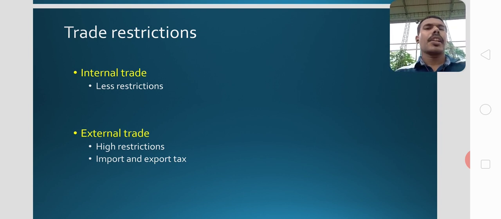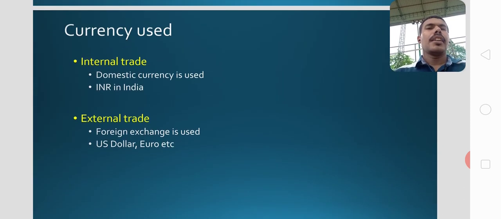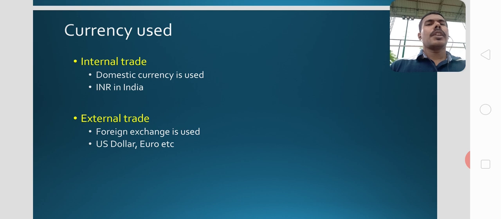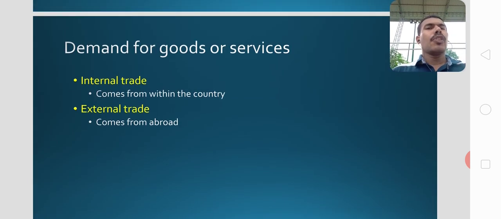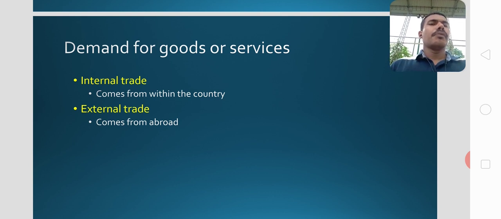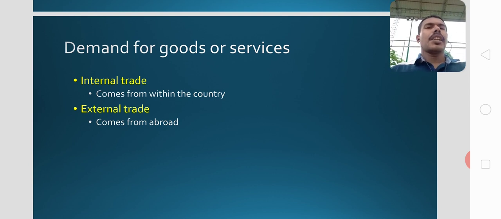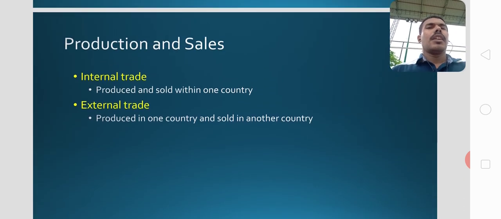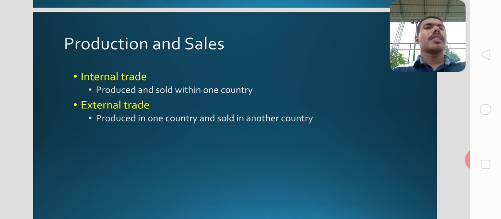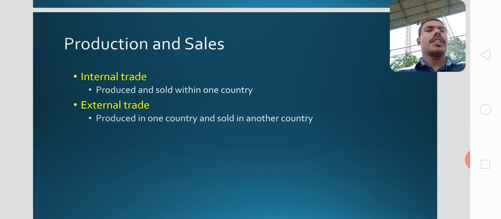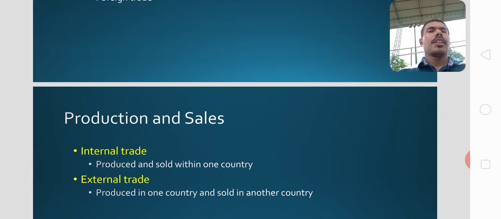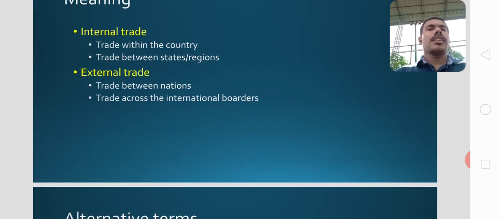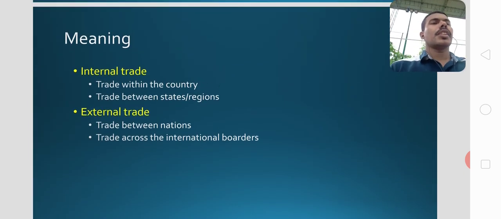There are so many trade restrictions for external trade, and domestic currency is used for internal trade. Foreign currency or mostly international currency is used for external trade. Demand for commodities in case of internal trade is coming from within the country, but for external trade it is coming from abroad. Production and sales happen in the same country in case of internal trade, and they happen in different countries in external trade. So these are all the differences between internal trade and external trade.